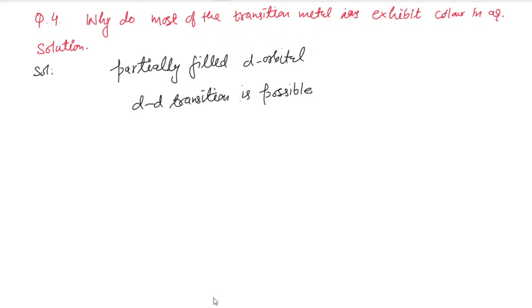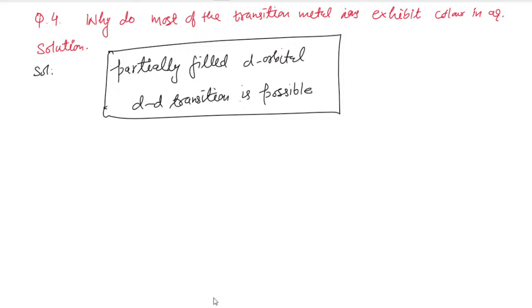So this is the reason, because they have partially filled d orbitals, not vacant. Harshil, you should write because they have partially filled d orbitals, that's why d-d transition is possible. So they are colored. Next question.